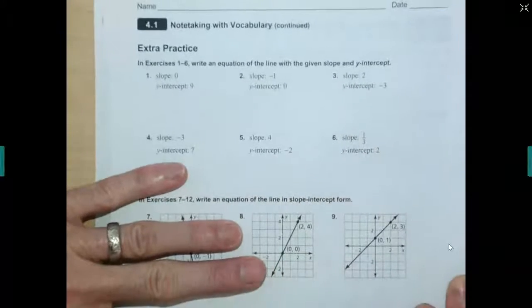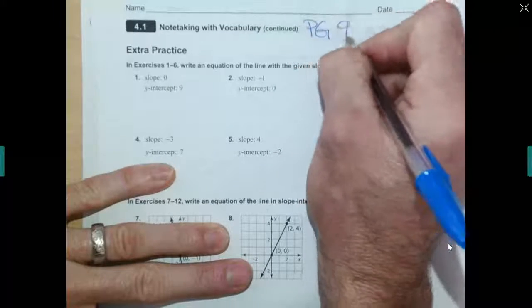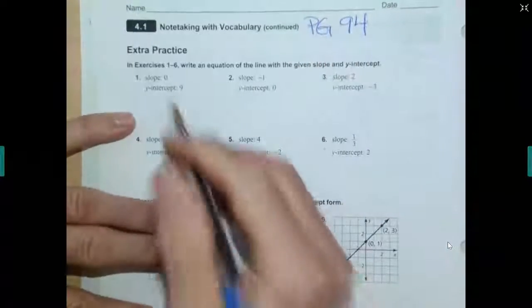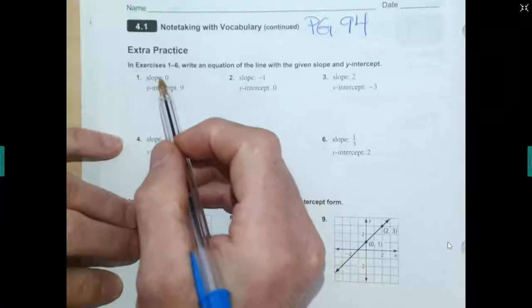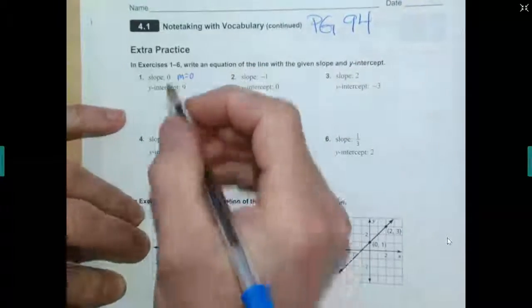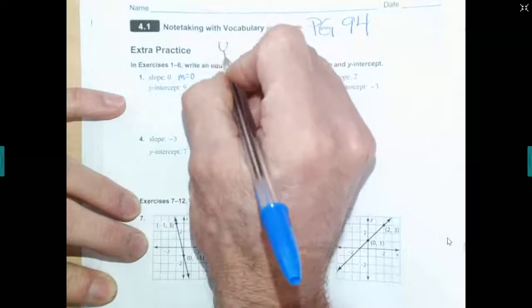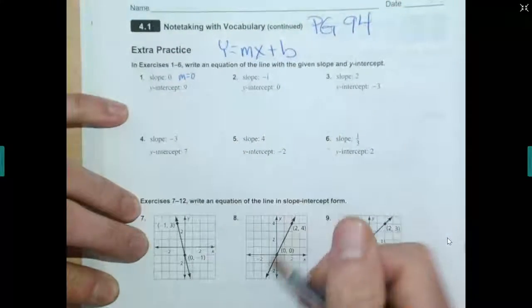Page 94. So here we're going to write the equation. We have the slope and the y-intercept. So don't forget, the slope is 0. I've been writing m for slope. So y equals mx plus b. That's what we're going to do for each one of these.